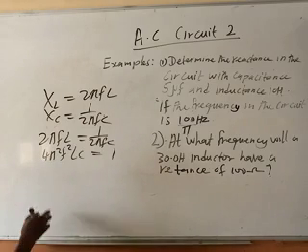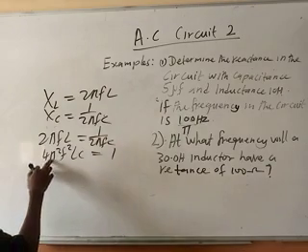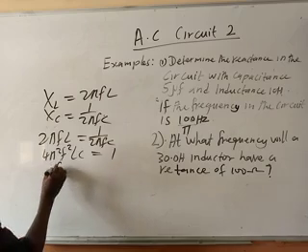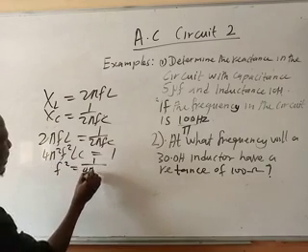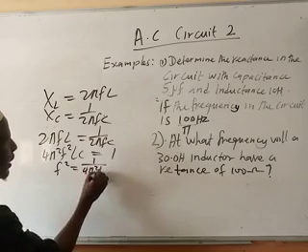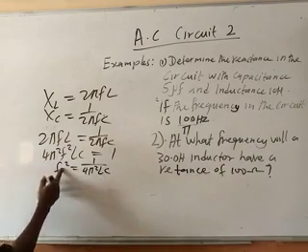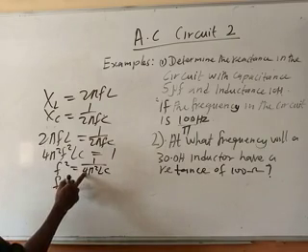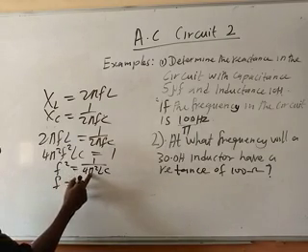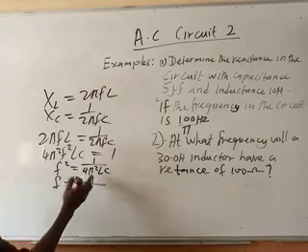So you divide both sides because our target is to find this F. Divide both sides by 4 pi LC. Therefore, F square is equal to 1 over 4 pi square LC. So find the square root of both sides. So we are going to have F is equal to, since square root of 4 is 2, square root of pi square is pi. So you factor it out, the 1 over square root of 1 is also 1.